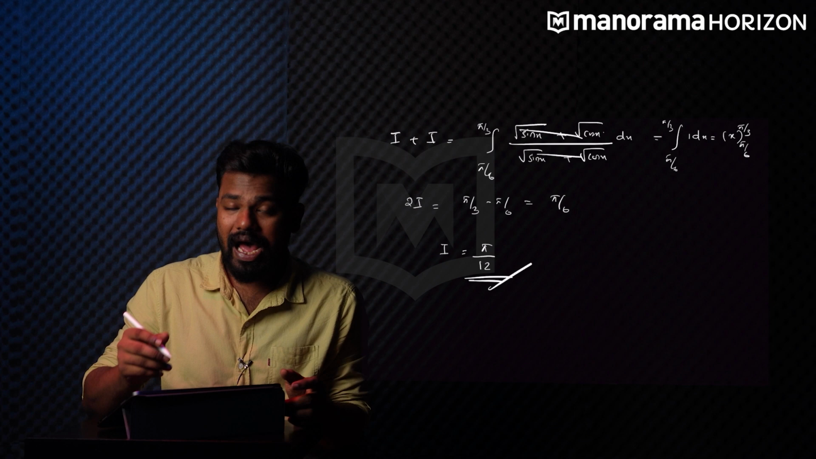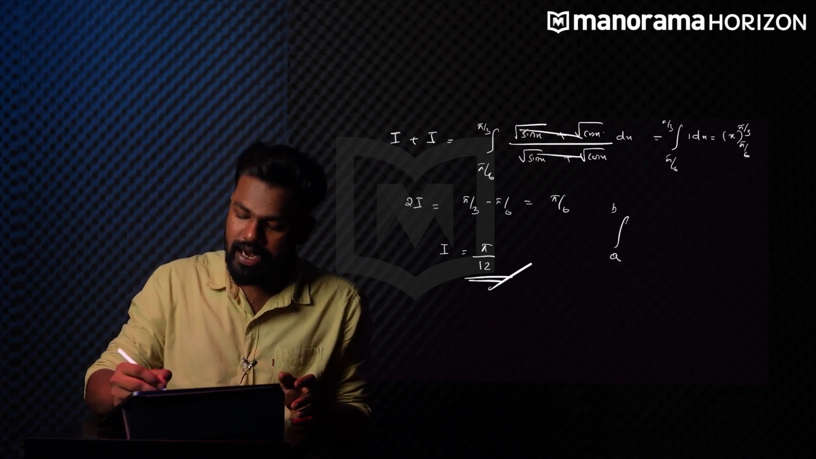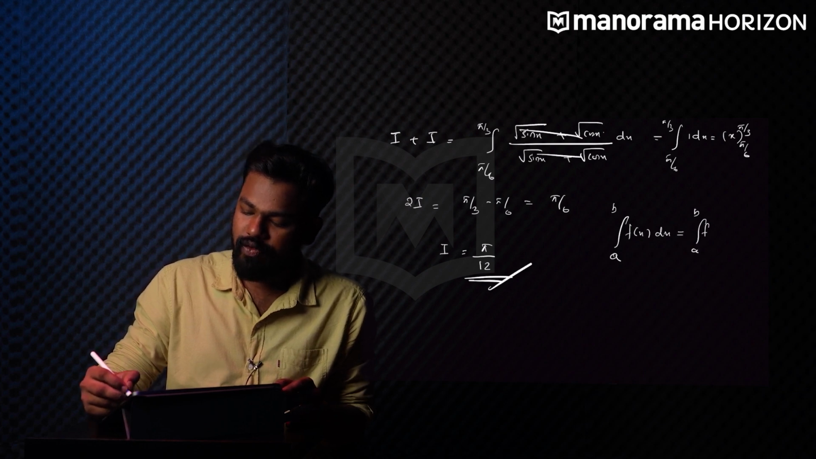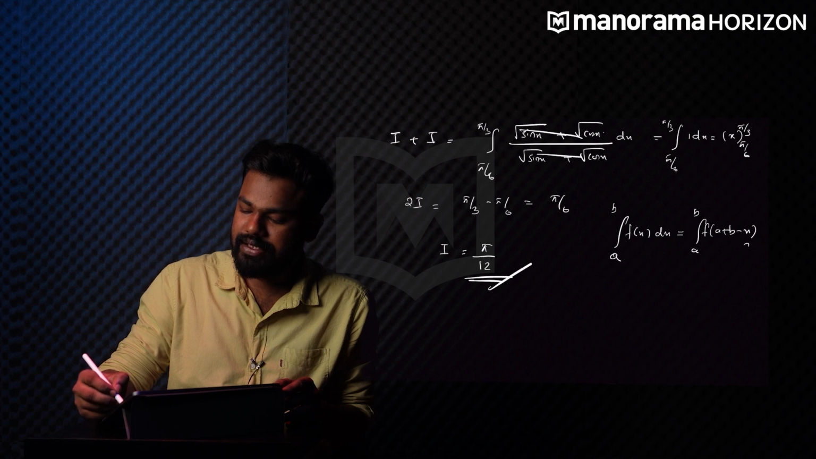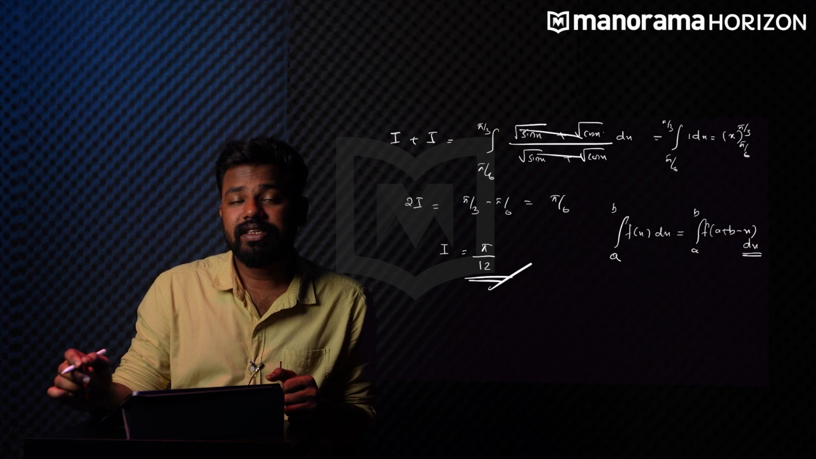So here also I got the final answer for the integral by using the property, that is the integral from a to b of f of x dx is equal to the integral from a to b of f of a plus b minus x dx. And that's a very important property in definite integrals that we have used here.